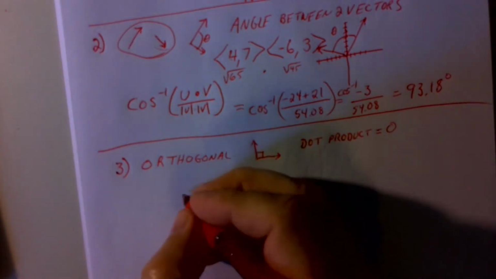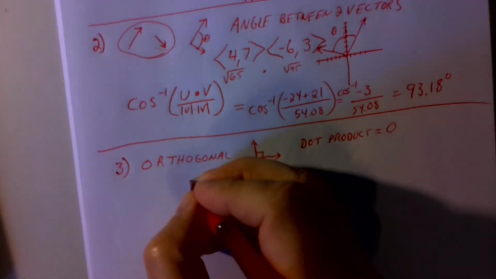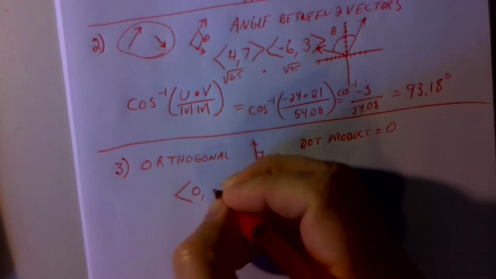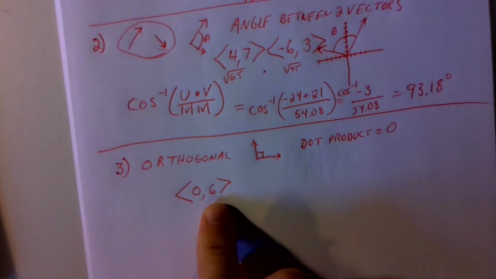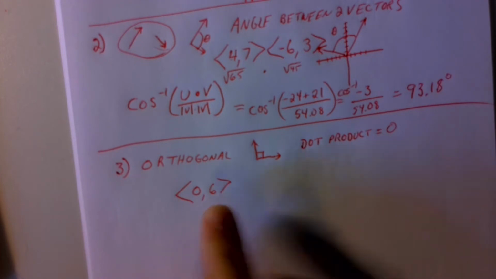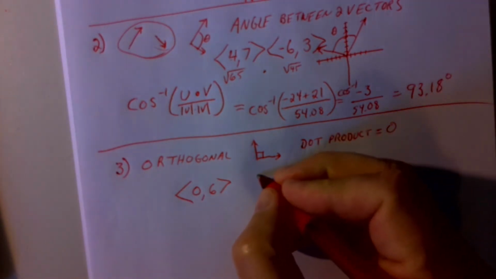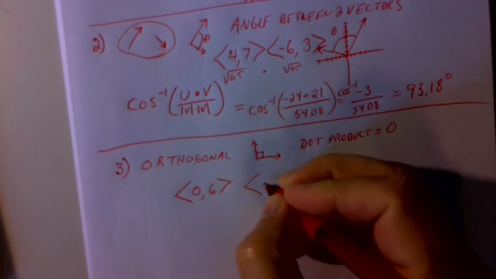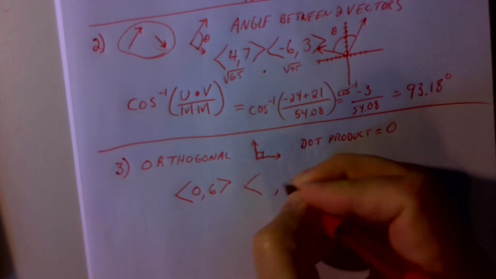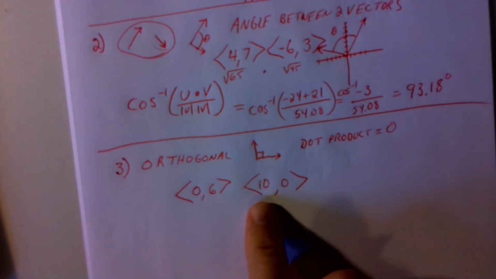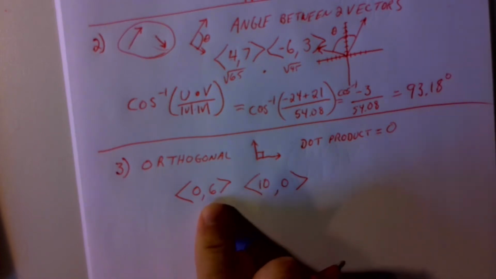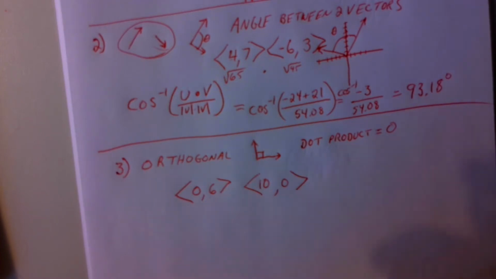Okay, so let's try one of those things. Let's say one that goes straight up into the air. So would you agree that the vector 0, 6 has no horizontal part and has a complete vertical part of 6? And then another one that has no vertical part and a complete horizontal part of 10. So this has a force of 10 that goes to the right. This has a force of 6 that goes up. And we want to know what their dot product is.